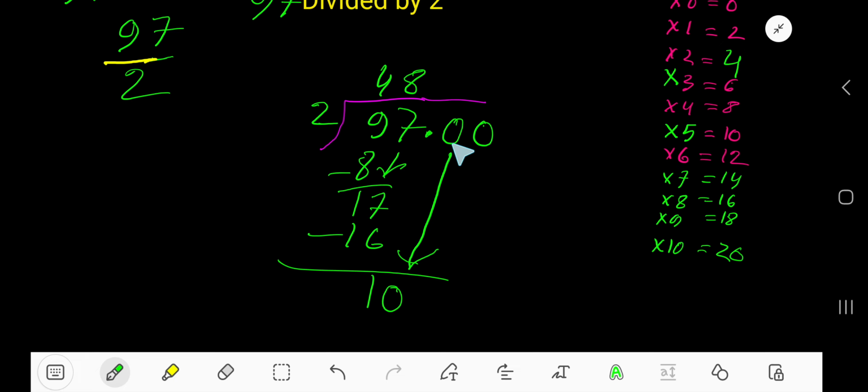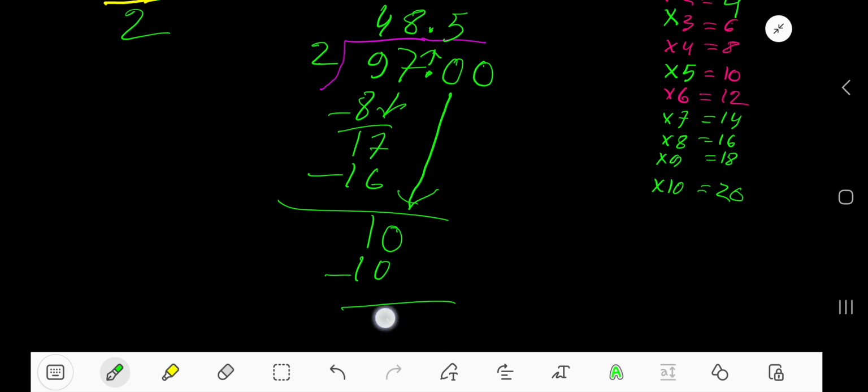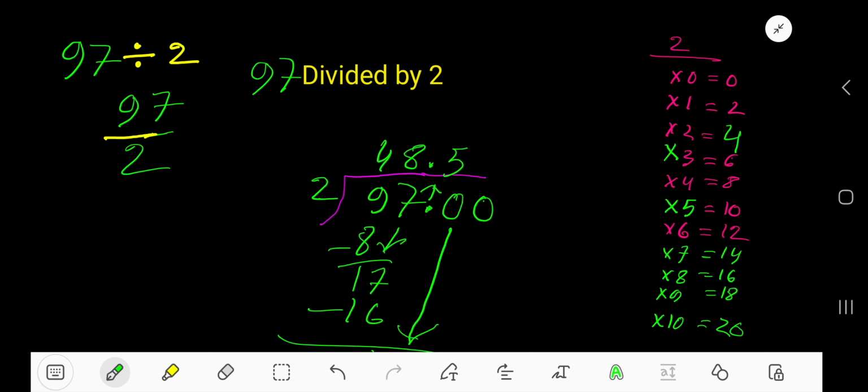Look, 5 times. But before this 0 there is a decimal. The decimal must come to the quotient directly. 2 into 10 is 5 times. 5 times 2 is 10, and if you subtract you are getting 0. So 48.5 is your answer.